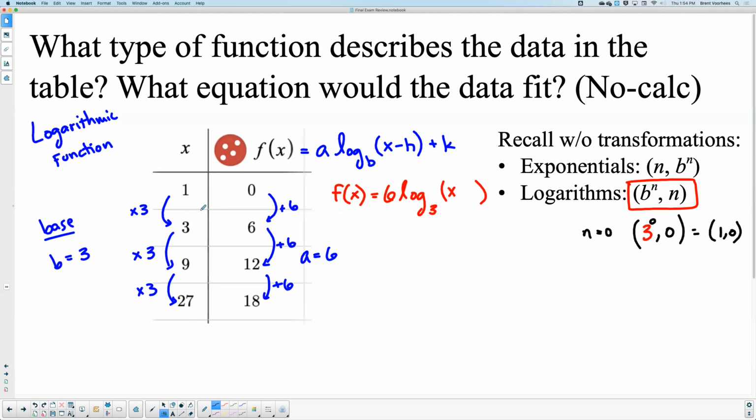Now, does that match up with our table? This is a good thing. That means there's no other transformations. Let's check it again. What if I did it one more time? Let's say now n is 1. I'm just picking a number. It doesn't have to be the number on the table.